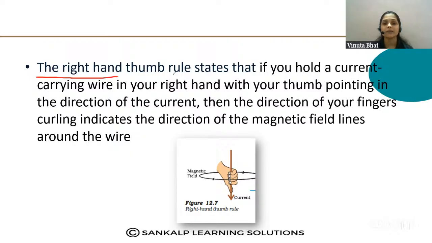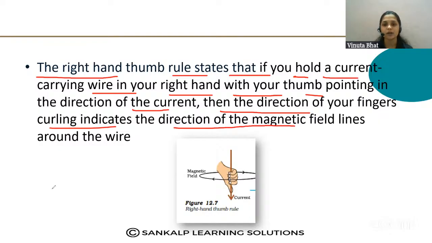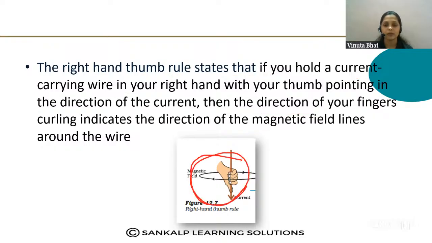The right hand thumb rule states that if you hold a current carrying wire in your right hand with your thumb pointing in the direction of the current, then the direction of your curling fingers indicates the direction of the magnetic field lines around the wire, and the thumb indicates the direction of the current. This is the right hand thumb rule. So this can be asked as a 2 mark question. So keep this diagram in mind, that will be helpful to write the right hand thumb rule.